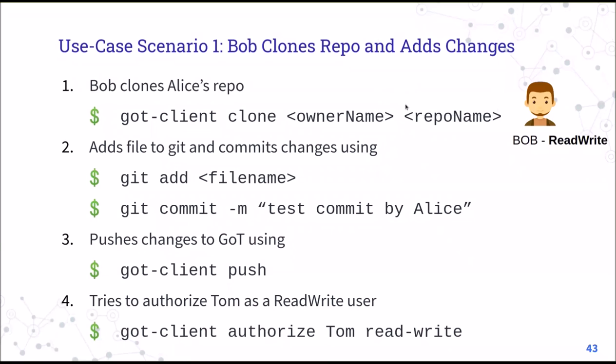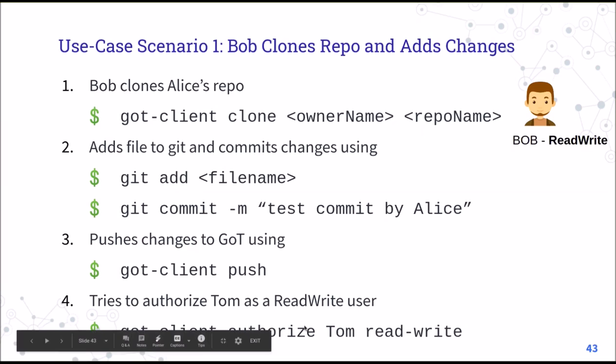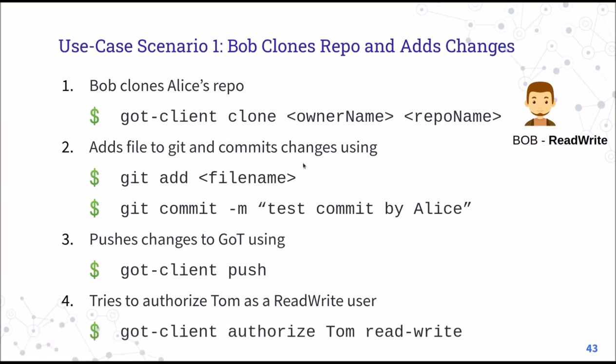On the other hand, Bob clones Alice's repo, and after that he adds some changes of his own through git add and git commit, and then pushes them to the ledger through the GoT client push command. And finally, he tries to authorize Tom as a read or write user. However, this should fail since Bob is a read or write user and he doesn't have such privileges.